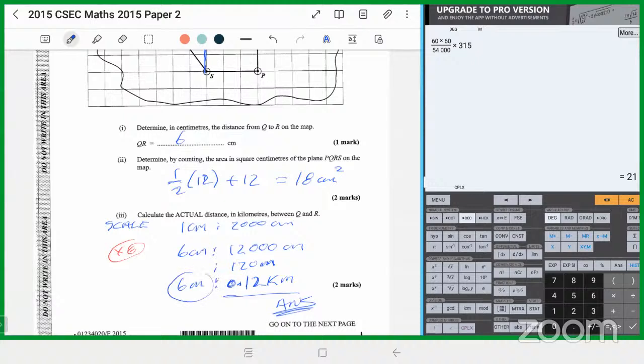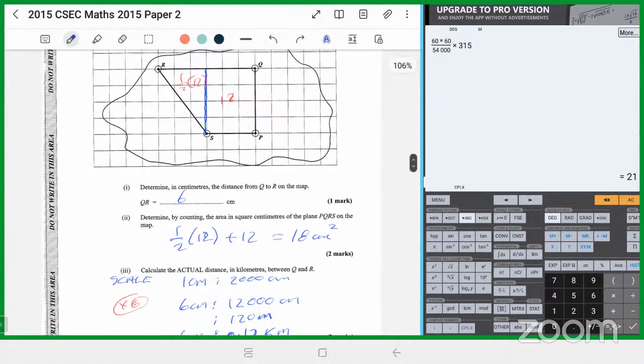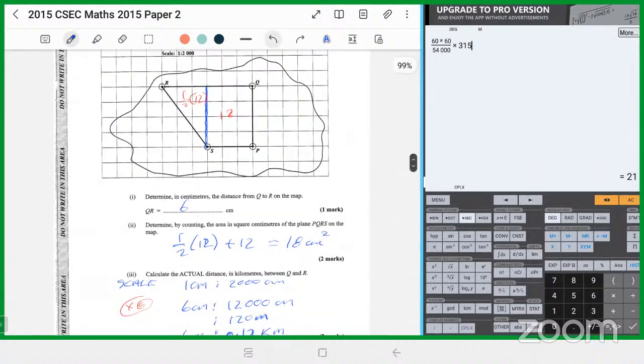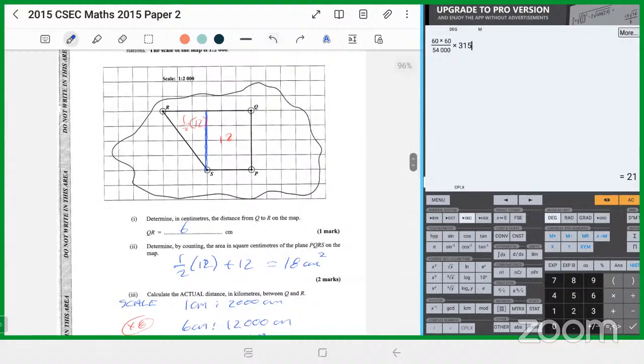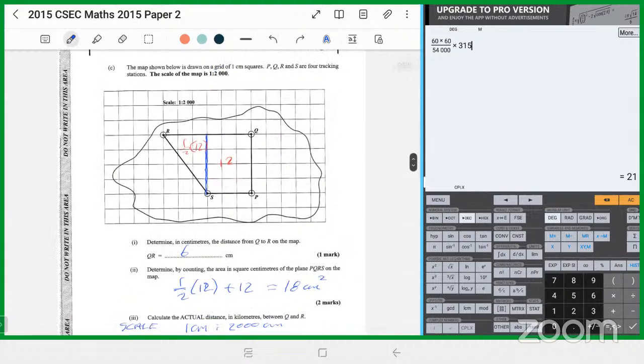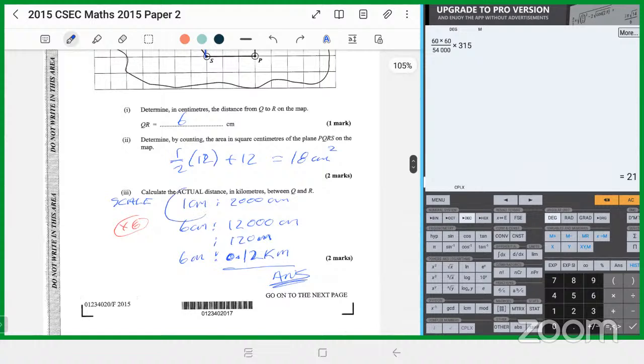Just work out what the 6 centimeters is equivalent to. Because the 6 centimeter QR on the map, scale was 1 to 2,000 centimeters. So 1 centimeter is 2,000 centimeters. So 6 centimeters is 12,000 centimeters. And they convert this now to kilometers. Divide by 100 first to get meters, and then divide the meters by 1,000 to get kilometers. And that's it. 0.12 kilometers is the answer there.